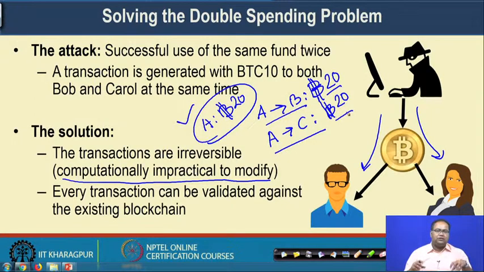So, the miners or the nodes in the Bitcoin network can verify that, and they can actually block such double spending from happening over the Bitcoin network. So, that way, by making the entire system tamper proof, the proof of work mechanism ensures that double spending does not happen in a blockchain network.